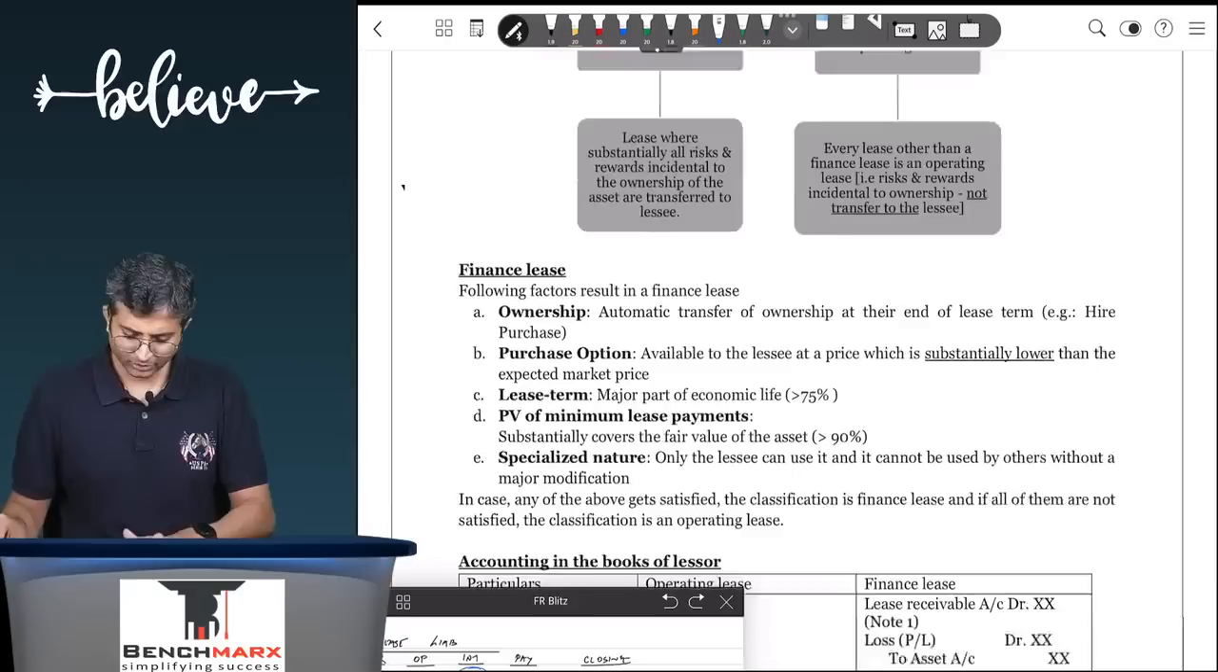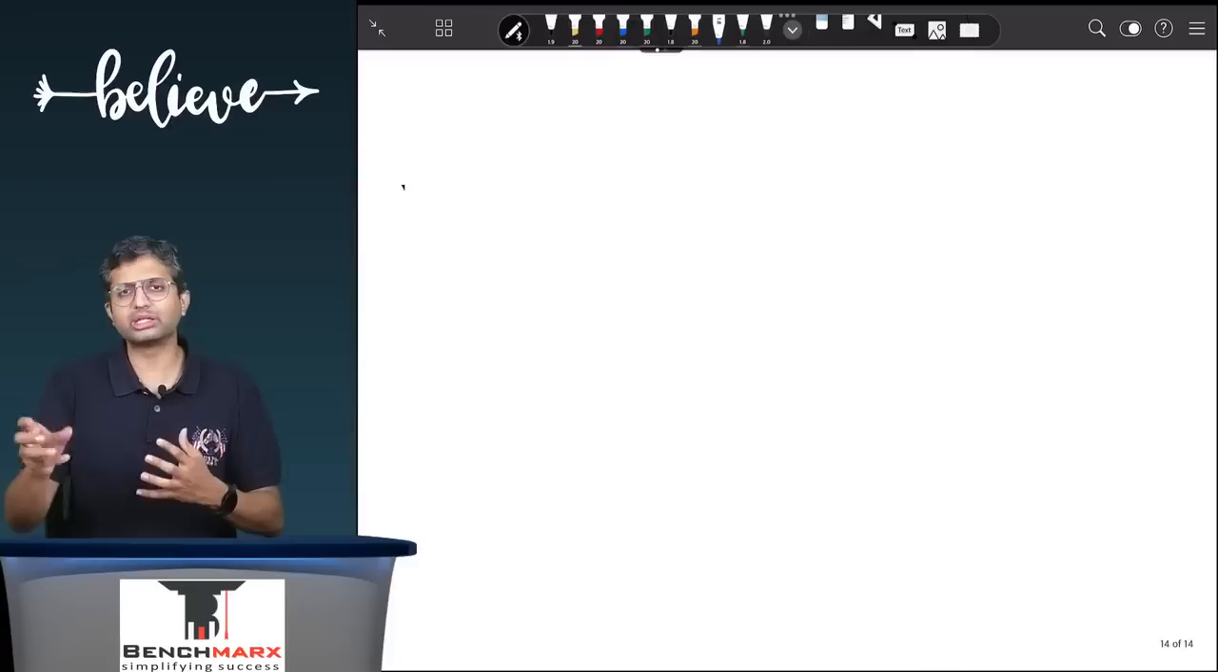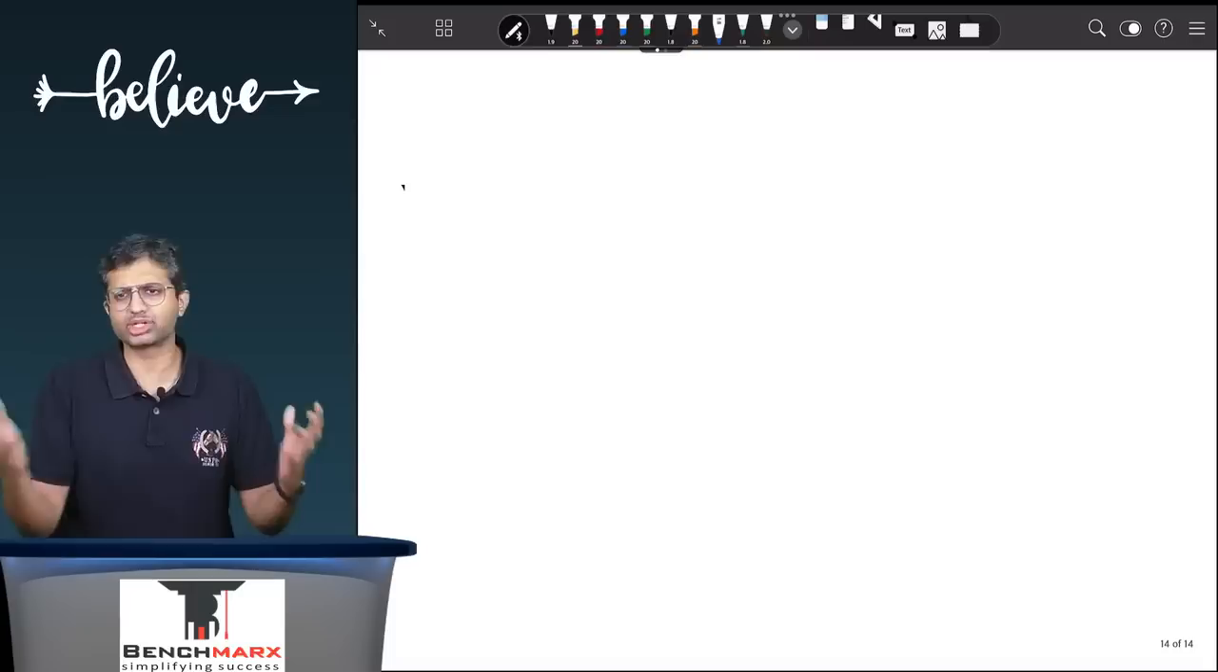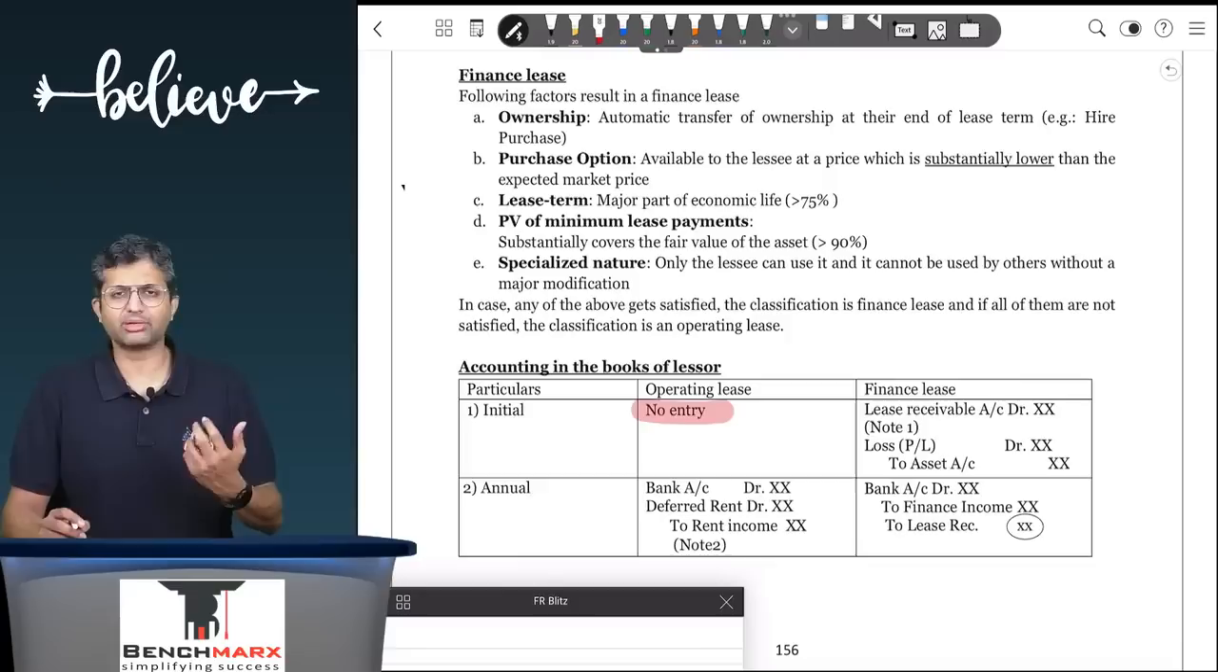Okay. Now, what is the accounting in the books of the lessor if it is an operating lease, if it is a finance lease? So if it is an operating lease, the lessor continues to recognize the asset, and hence there is no entry that the lessor passes at the stage of giving an asset on rent. So for example, the asset has a 50-year life, out of which 5 years you have given out on rent, in which case the asset that is the building continues to be there in the books of the lessor. There will be no entry. Then at the end of each year, you will pass the entry, bank account debit to rent, and then transfer the rent to the P&L account.